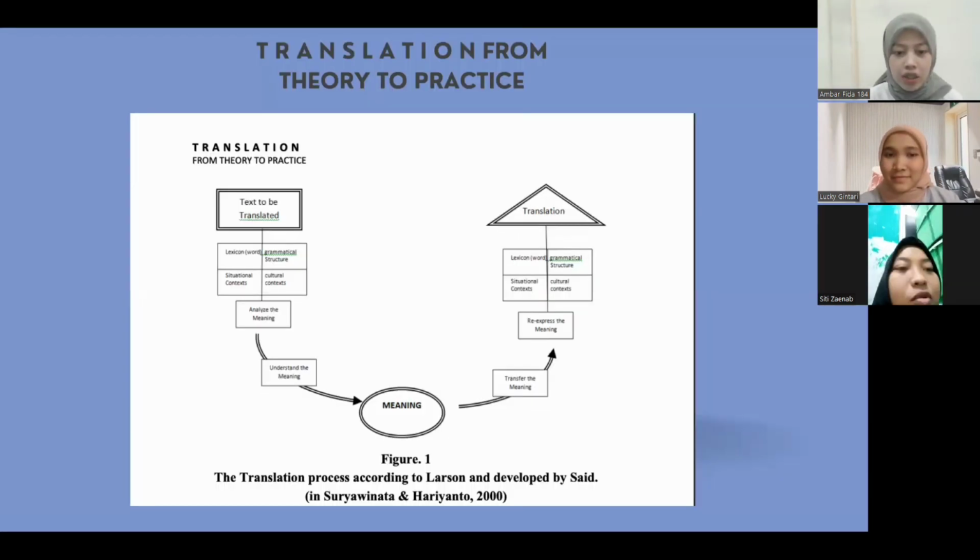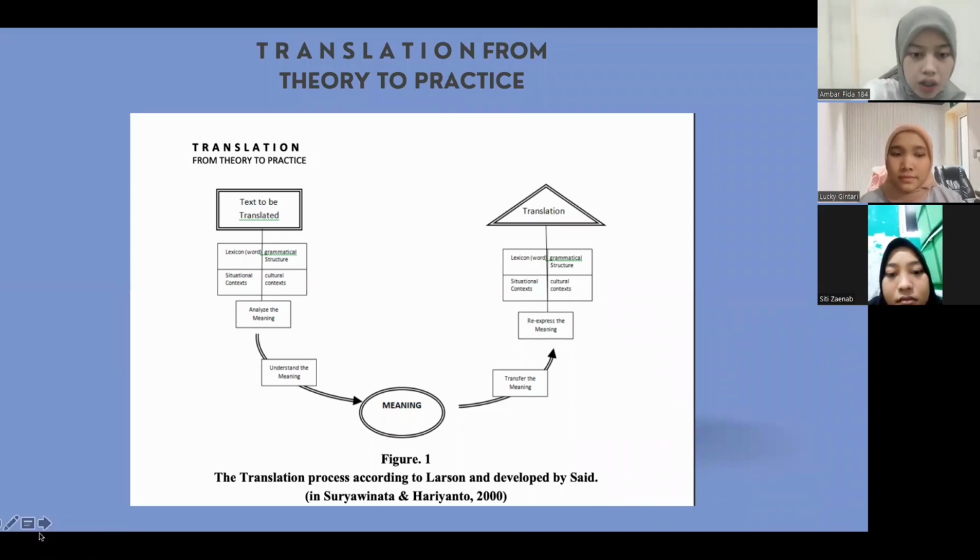Thank you. The translation process according to Larson and developed by Say. In the figure above, the forms of the text to be translated and the translation results are shown by the different forms of square and triangle. It describes that in a translation text, the forms of the source language may be changed into appropriate forms of the receptor language in order to achieve an idiomatic translation. And next, in the figure above, there are 4 stages in the translation process that a translator must follow in order to move from the source language into the target language, namely analysis, discovery, transfer, and expression of meaning.